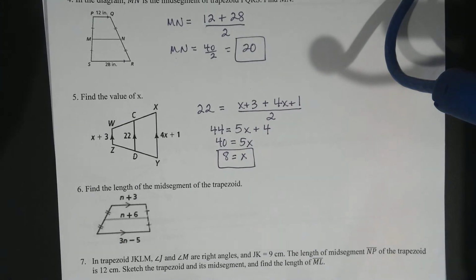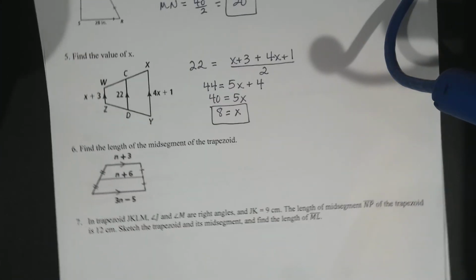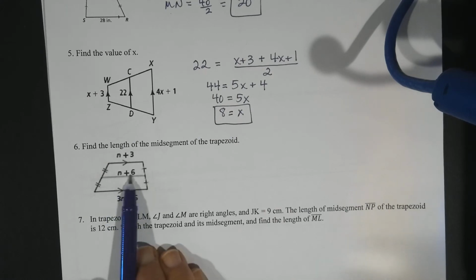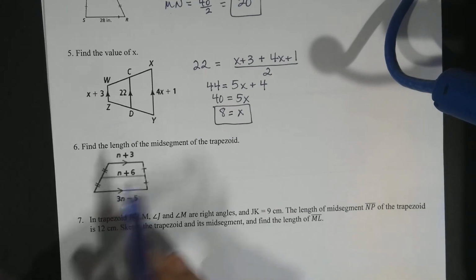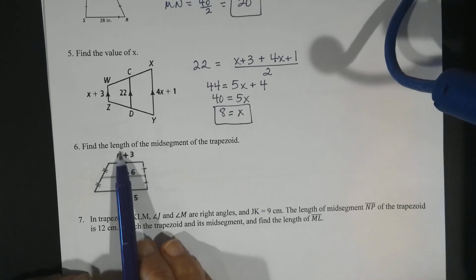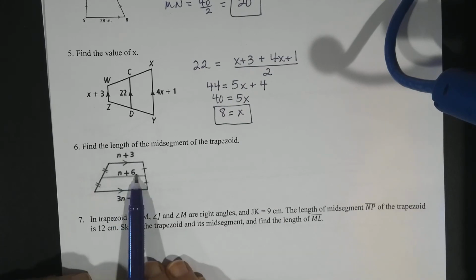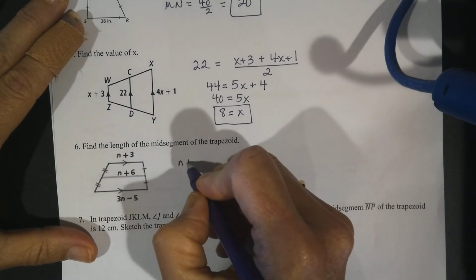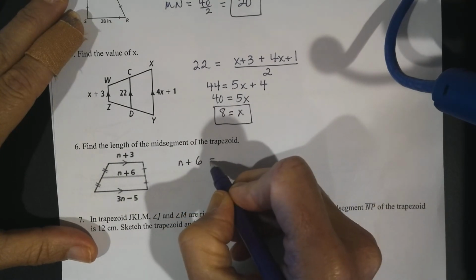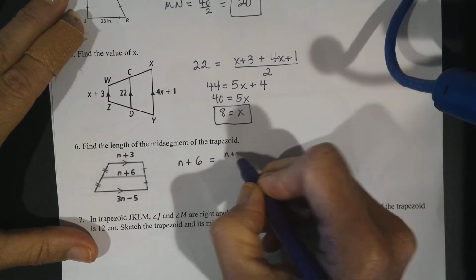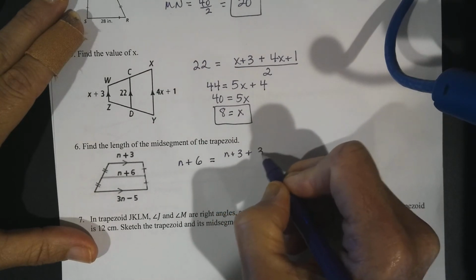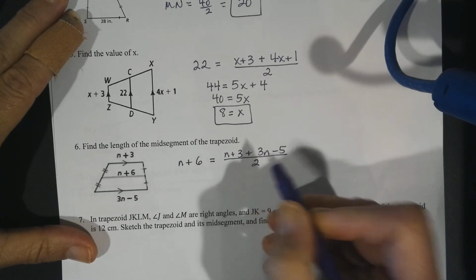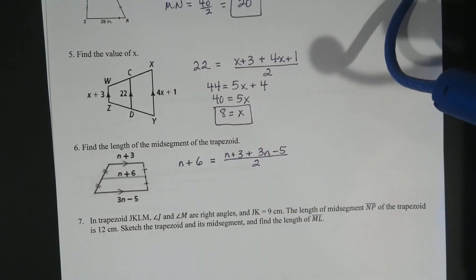Good, just checking. Finally, we have a third one where this is given to you as the average. So you don't know any of the n's. All it says is find this, n plus 6. But you have this formula. The mid-segment is equal to both bases added together divided by 2. Same theorem.